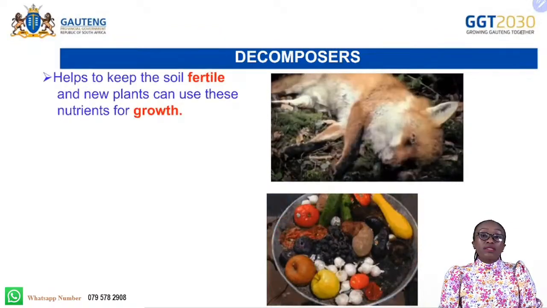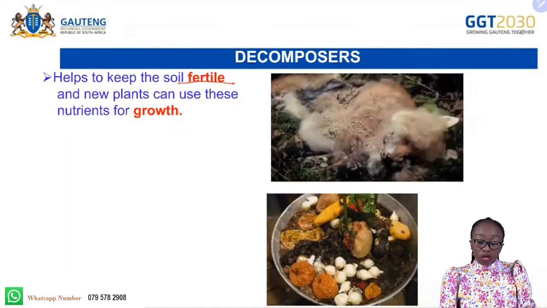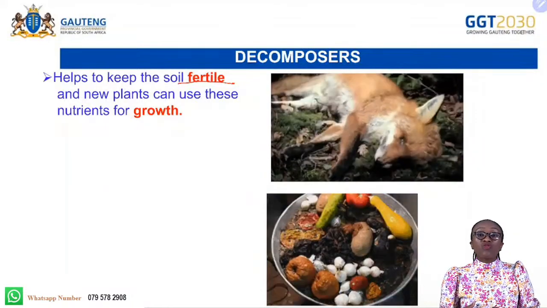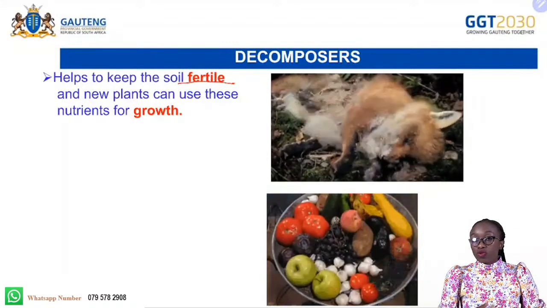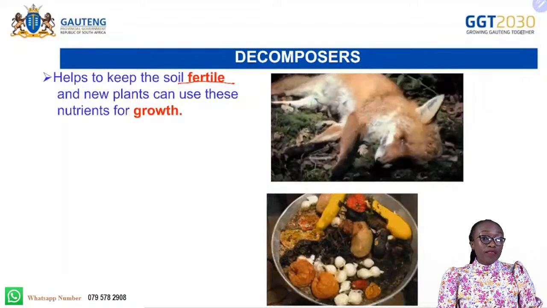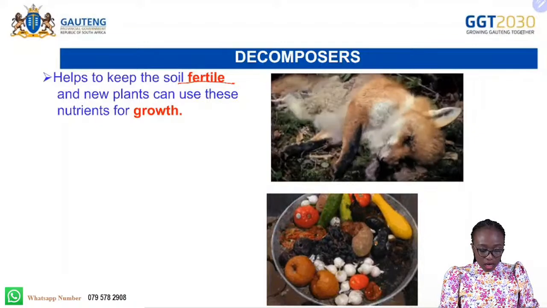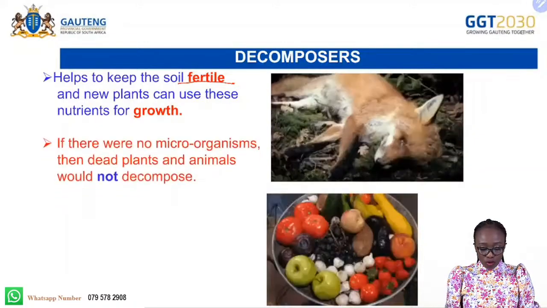So what is the importance of decomposers? They help to keep the soil fertile. So this is very important. Remember, the soil needs to be fertile for the different living organisms that live inside of the soil and the plants that grow on the soil. Remember, the plants are the producers, so therefore they need good fertile soil. So the plants can use this for new growth.